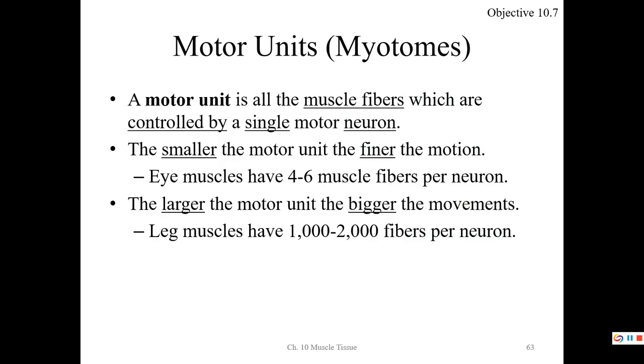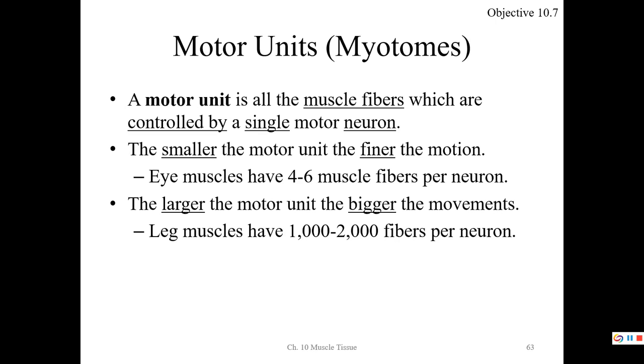Now let's talk about how many muscle fibers we can get involved. To understand that, we need to understand motor units, or myotomes. For some reason, some of the med-surg professors out there that teach nursing classes like to call them myotomes. A motor unit is a neuron and all the muscle fibers it controls. That's the way I like to define it. Our book says all the muscle fibers controlled by a single neuron. Or you could say a single neuron and all of its muscle fibers. Same thing.